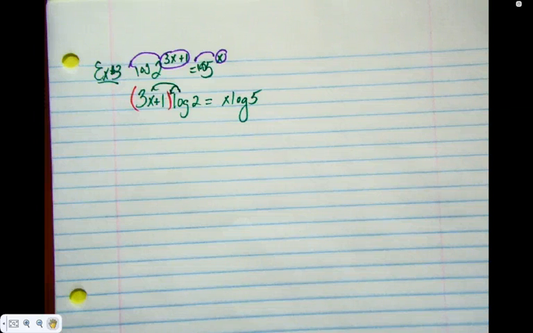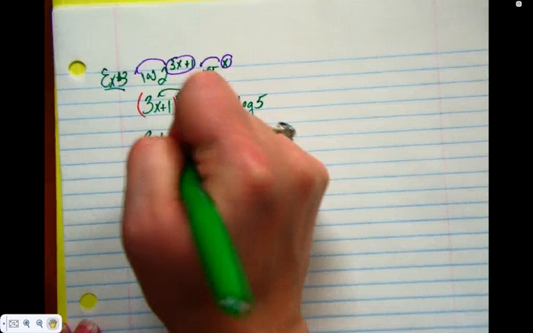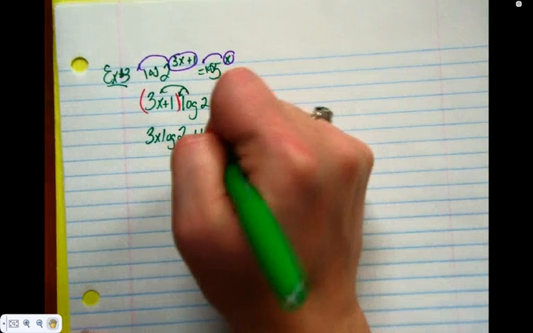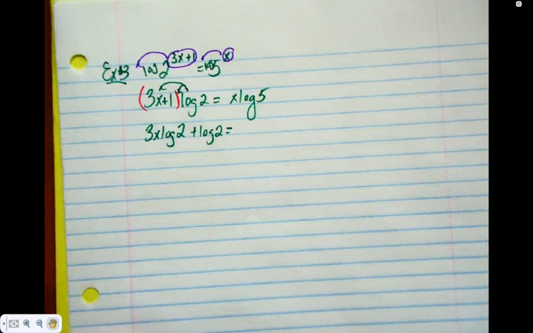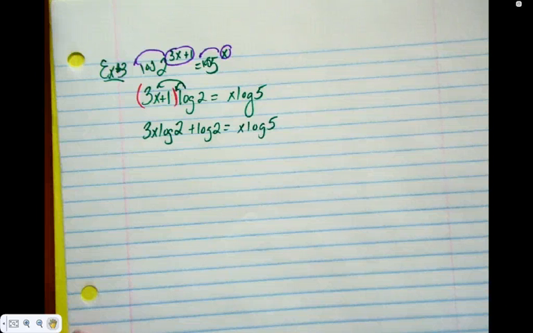Oopsie. Sorry, Michaela. 3x times log 2. Yep, just smush it all together. 3x log 2. Don't overthink how that goes together. Plus log 2. Equals x log 5.